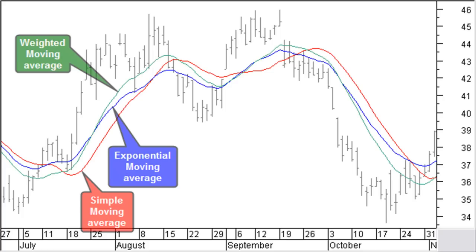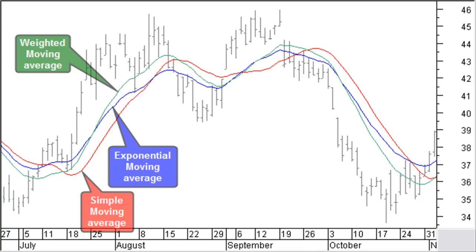A weighted moving average puts more weight on recent data and less weight on older data. A weighted moving average is calculated by multiplying each datum with a factor from day 1 till day n, for the oldest to the most recent data. The result is divided by the total of all multiplying factors.